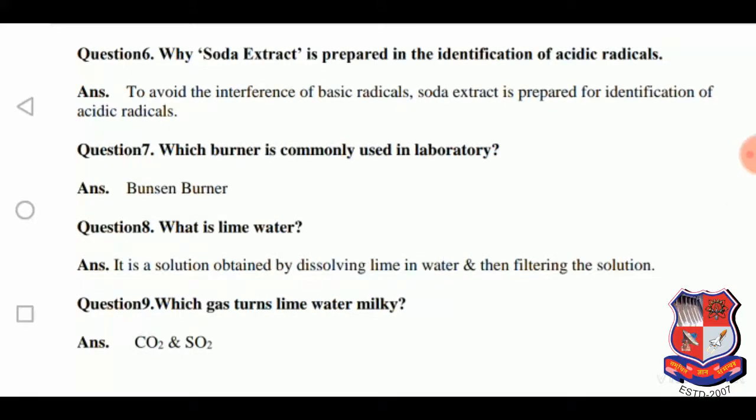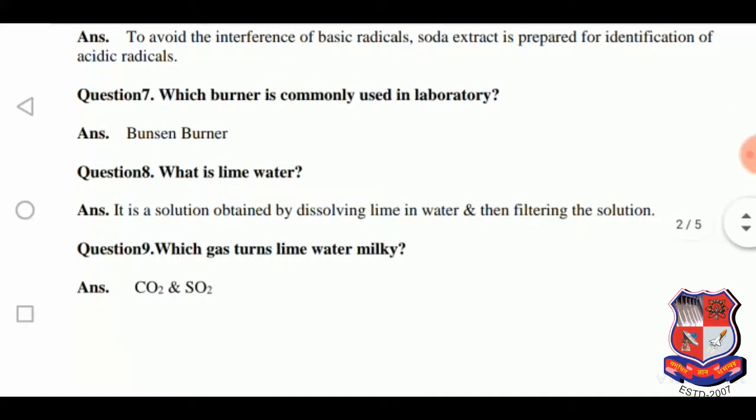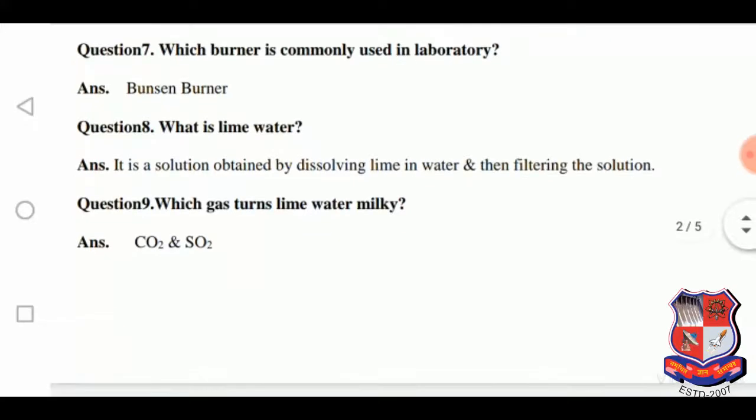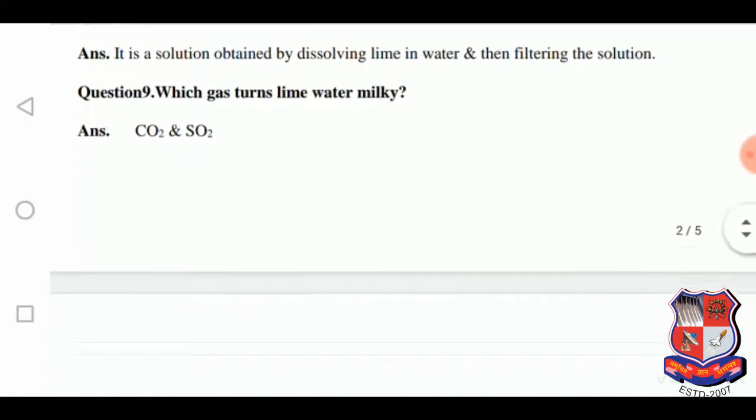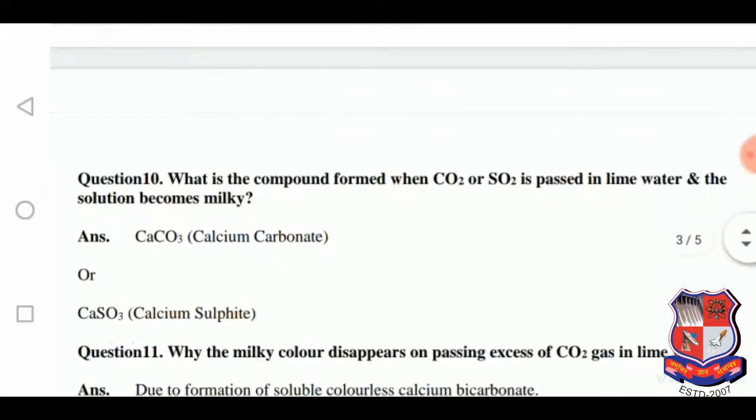Which burner is commonly used in laboratory? That is a Bunsen burner. What is lime water? It is a solution obtained by dissolving lime in water and then filtering the solution. Which gas turns lime water milky? That is carbon dioxide and sulfur dioxide.